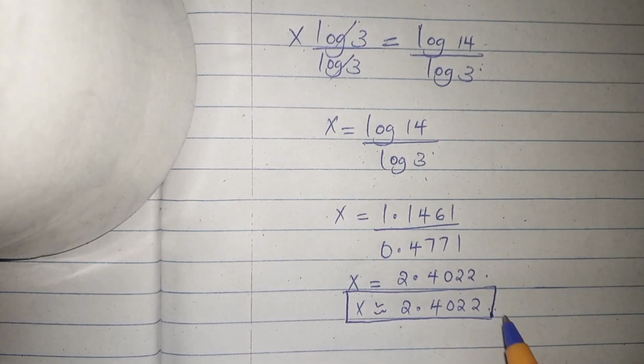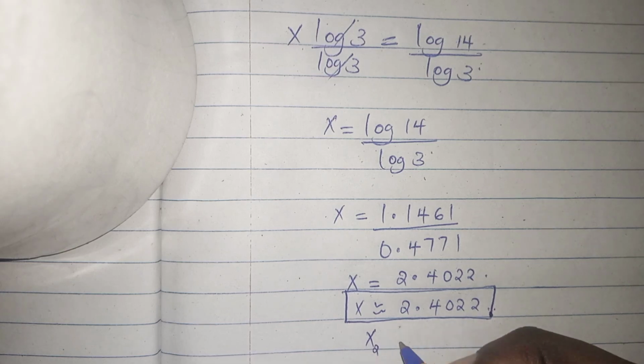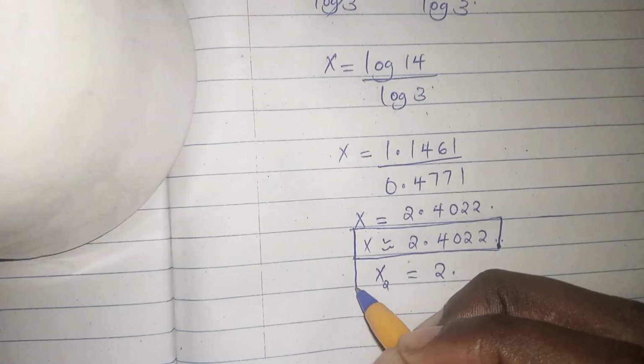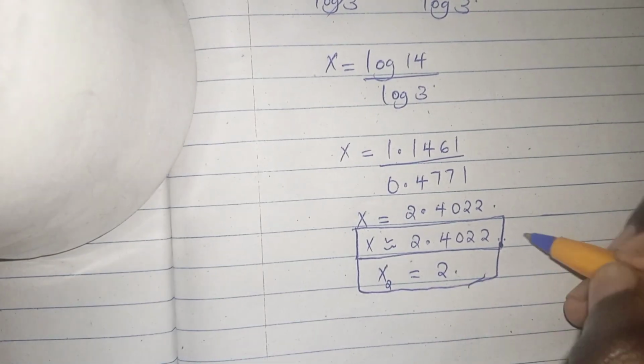So we then have two values of x. This is our first value of x, and our second value of x is equal to 2. So we've solved our equation. So this is our final solution.